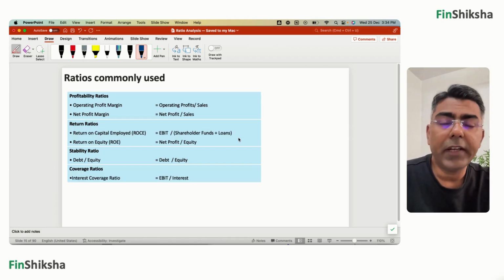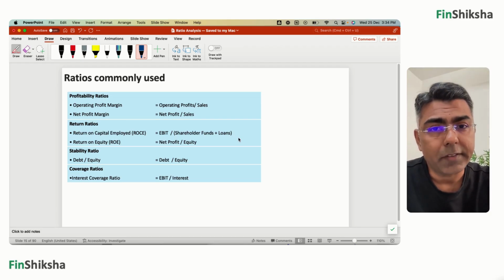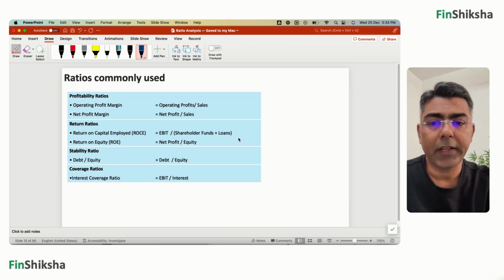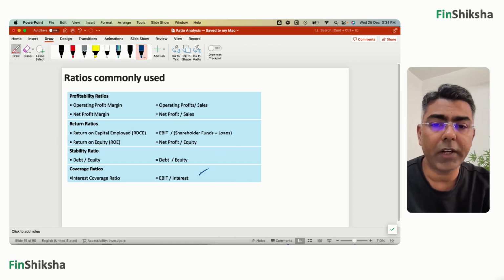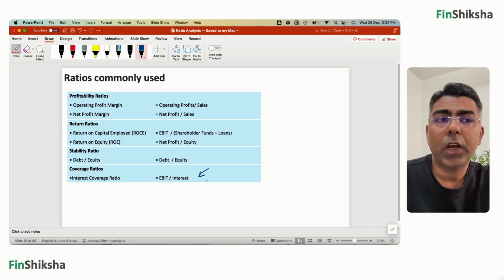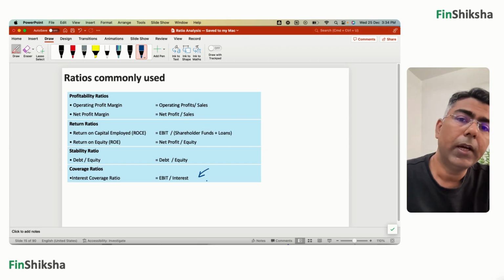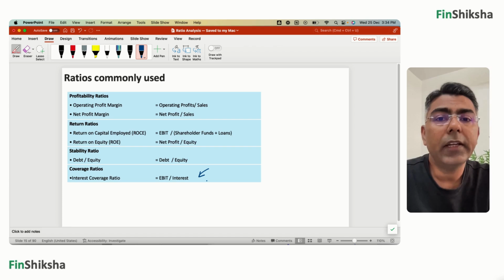Another ratio in this line is the coverage ratio, which is how much your profit before interest covers your interest by. That's called the interest coverage ratio, calculated as EBIT by interest. I think this is a more important metric for our understanding of the creditworthiness of a company. How easily can it repay its debt? ये हमें coverage ratio से idea लगेगा.